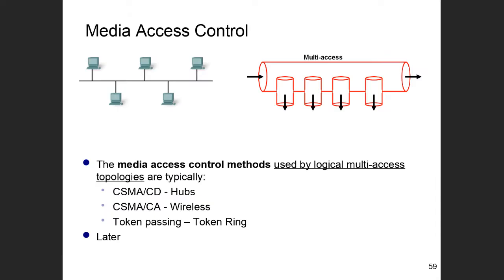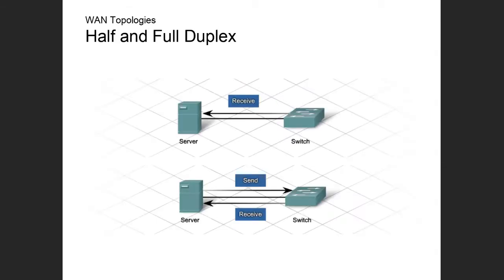So typically, we're going to use carrier-sense multiple access collision detection like a hub. These days, we don't use hubs much anymore. We use switches because they're faster processing. They're more efficient. If it's Wi-Fi, we'll use carrier-sense multiple access collision avoidance. And if it's a token ring network, which is not very common anymore, except at Alcon, we'll use token passing, and that way we'll never get any collisions. And we'll get more details on this later. Now let's look at half and full duplex.